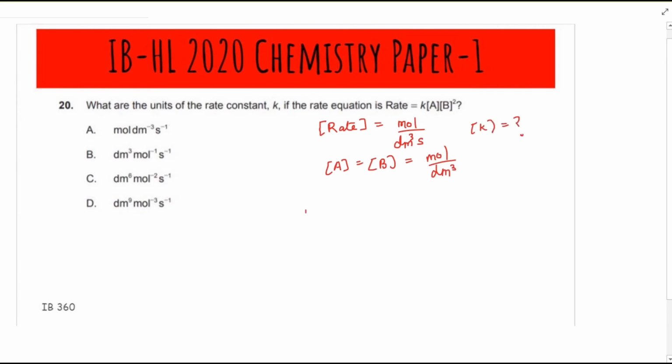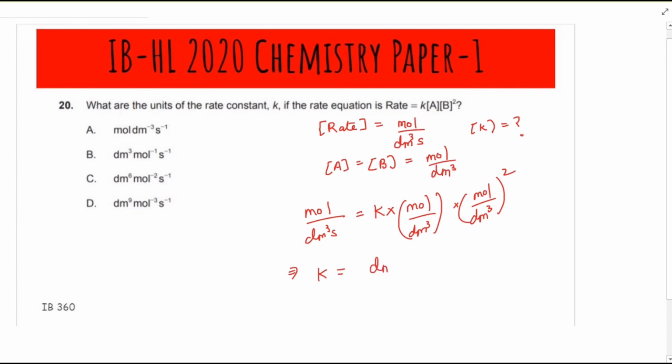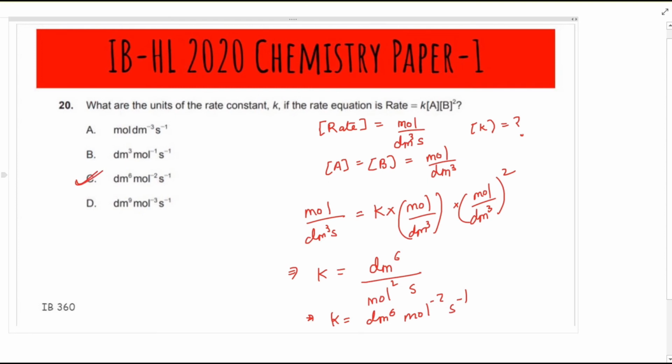Basically, if we write it here, mole per dm cube per second is equal to K times mole per dm cube, this is for A, times mole per dm cube whole squared, this is for B. Upon cancelling and simplifying, what we get is dm to the power 6 divided by mole squared and second. So the dimension of K is dm^6 mole^-2 s^-1. So option C is the correct answer to question 20.